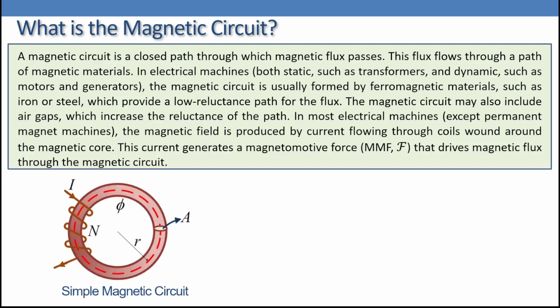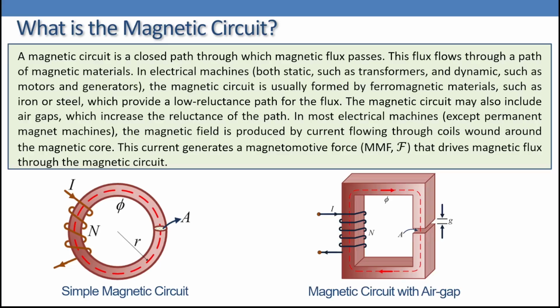Let's look at this figure here. We have an iron core with a certain area A, and we have a number of turns N, and there is a current I ampere injected to it. Sometimes the magnetic circuit includes an air gap, and a good example for the air gap is the separation between a stator and rotor in rotary machines.